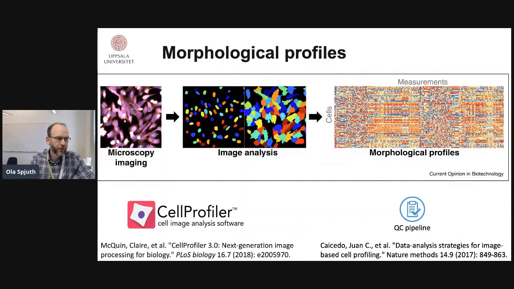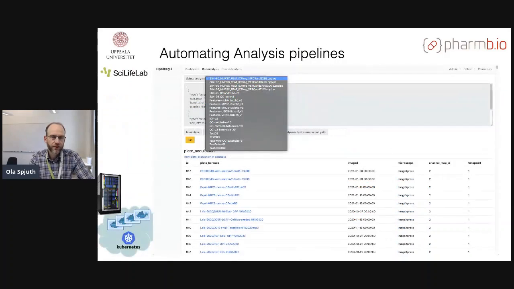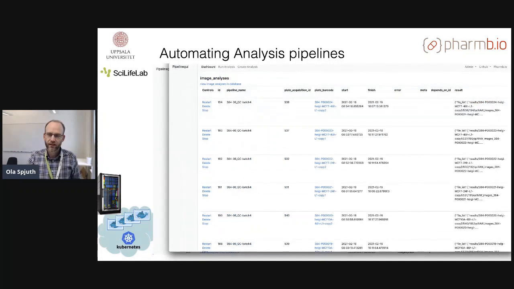For going from microscopy imaging to segmenting cells and then calculating these morphological profiles I talked about earlier, we use the CellProfiler software from Broad Institute, and we have also automated these analysis pipelines on our Kubernetes cluster so that we can run different pipelines, for example, for different cell types that we have, and we'll keep track of the analysis that are running.